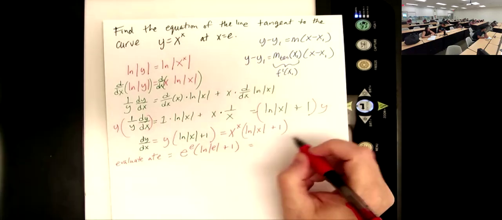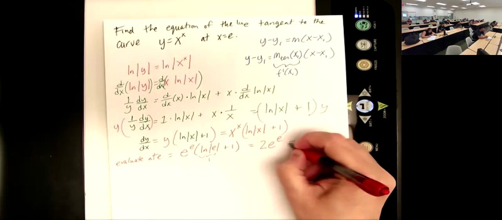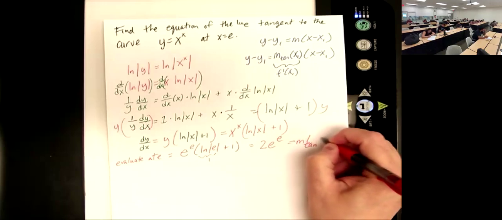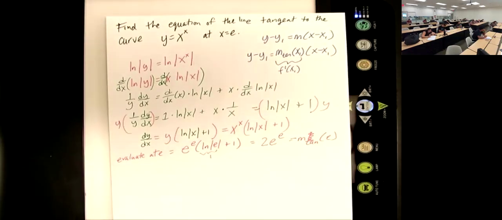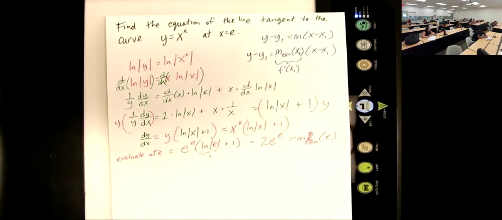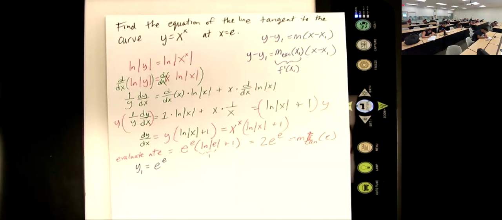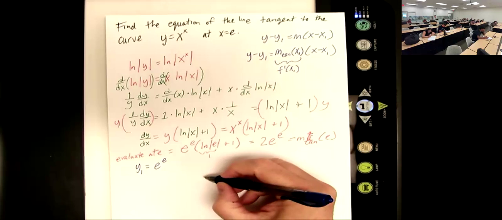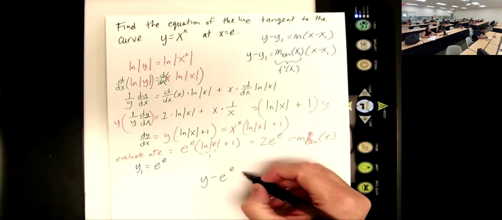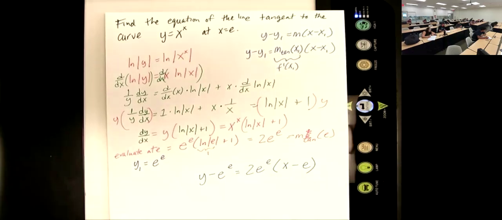What is the natural log of e? That's just 1, right? So we have 1 plus 1 is 2, so 2e to the e. That's my m tangent, evaluated at e. Now I've got m tangent and x1, all I need is y1. y1 is just plugging in e, and we have the e's listed twice, so it's just e to the e. Our equation ends up being y minus e to the e equals 2e to the e times x minus e. There's a lot of e.